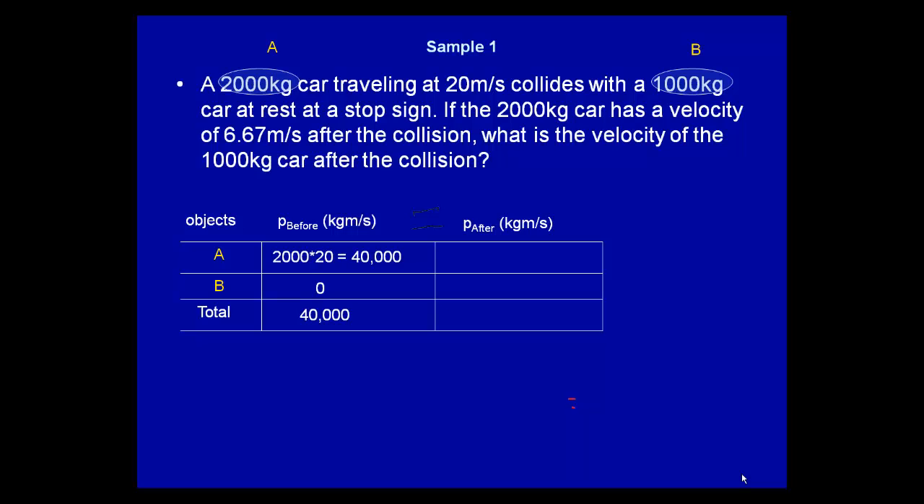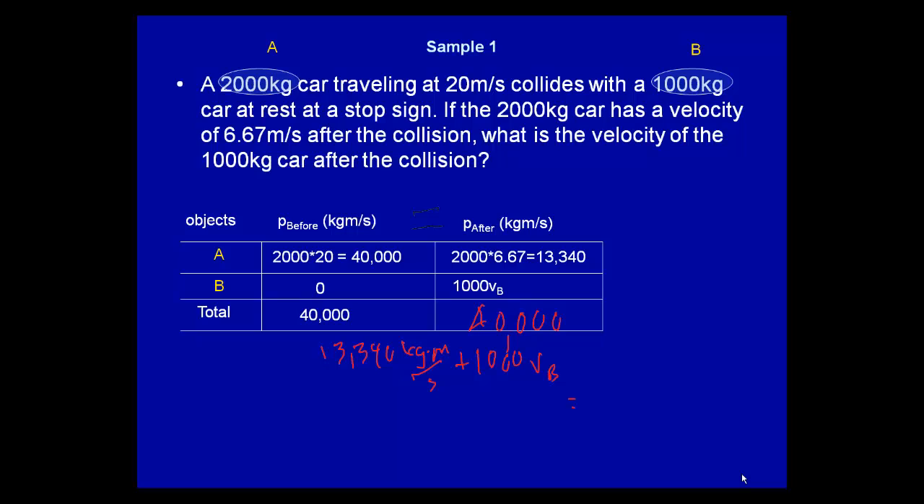Now let's look at the after side of the equation. For the after side of the equation, the 2,000 kilogram car still had a speed of 6.67 meters per second. We have to assume it was in the same direction. It didn't say anything about it bouncing and going the other way. And then what we want to know is the velocity of the 1,000 kilogram car afterwards. So the momentum of the 1,000 kilogram car after is 1,000 kilograms times the velocity of B. Remember, that's what I don't know. The key thing though is I know those numbers have to add up to 40,000 because momentum has to be conserved, always conserved.